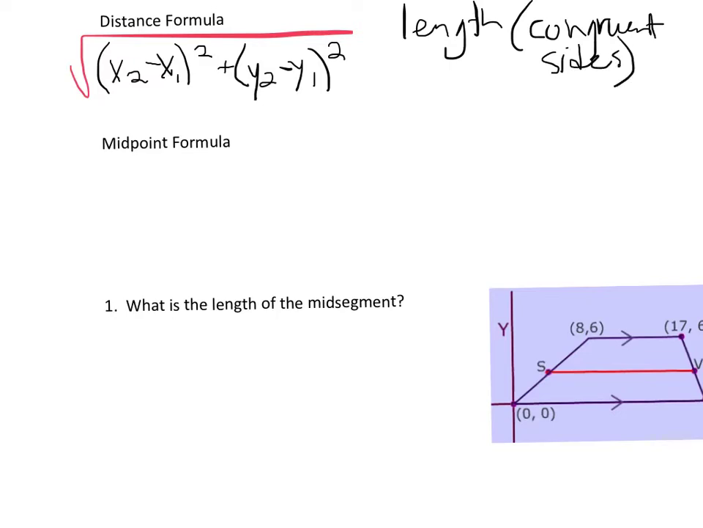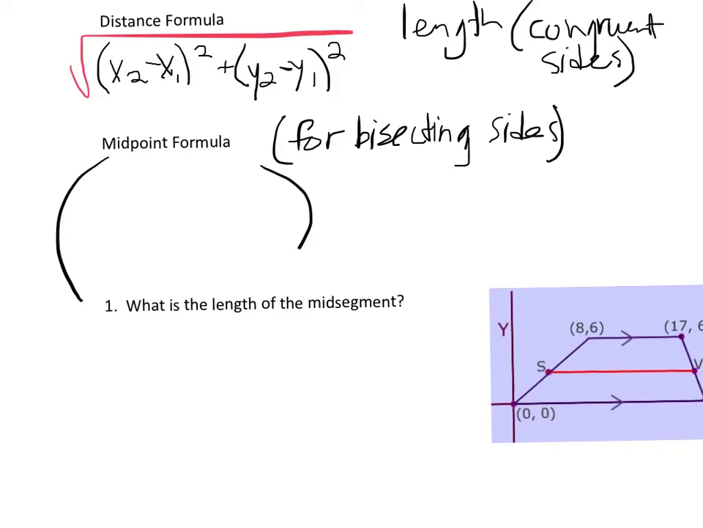And then we have the midpoint formula, which we'll use for bisecting sides. So whenever we need to show that something is bisecting another line, we'll use the midpoint formula. In the midpoint formula, it's an ordered pair. It's essentially kind of like finding the average. You add the x's and divide by 2, and then you add the y's and divide by 2. Great, let's move on to some examples.